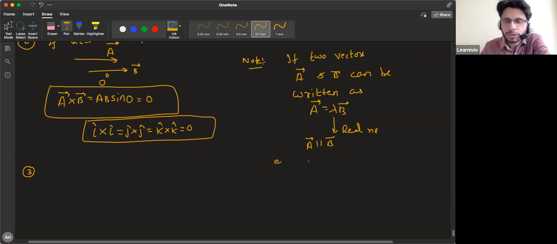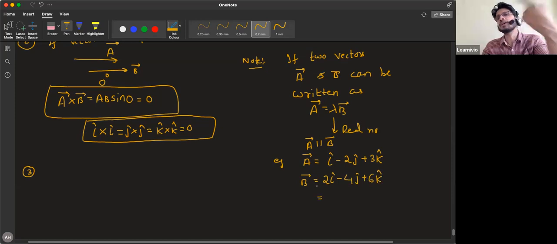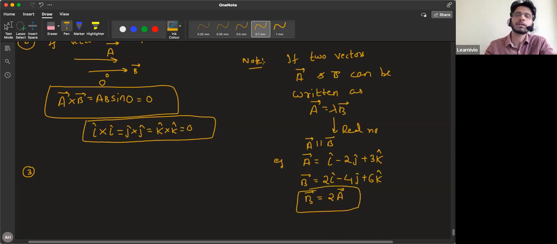For example, let's say A is I cap minus 2j cap plus 3k cap, and vector B is 2i cap minus 4j cap plus 6k cap. So B can be written as a multiple of vector A. It is twice of vector A, right? If you multiply vector A by 2, you will get vector B. So B is twice of A, and that means B and A are parallel. Is it clear? This last step?